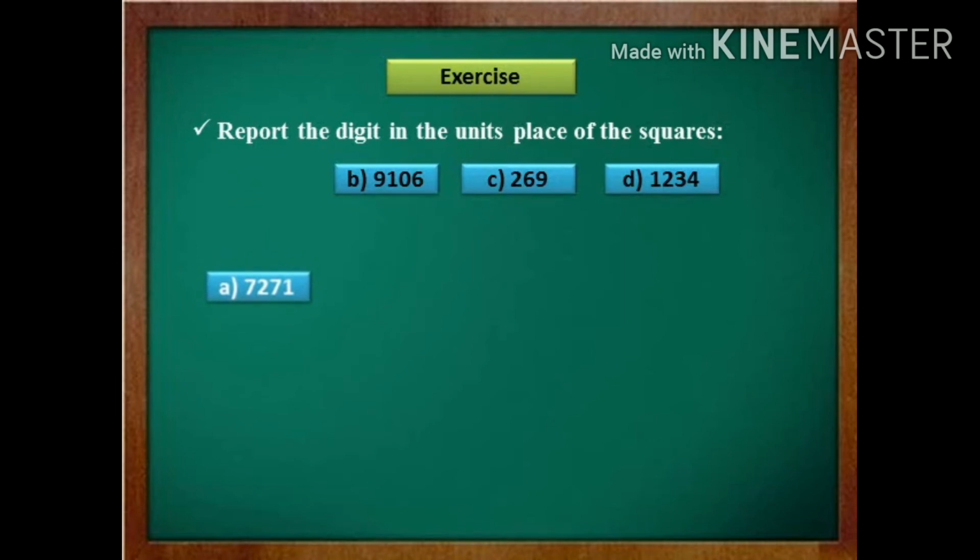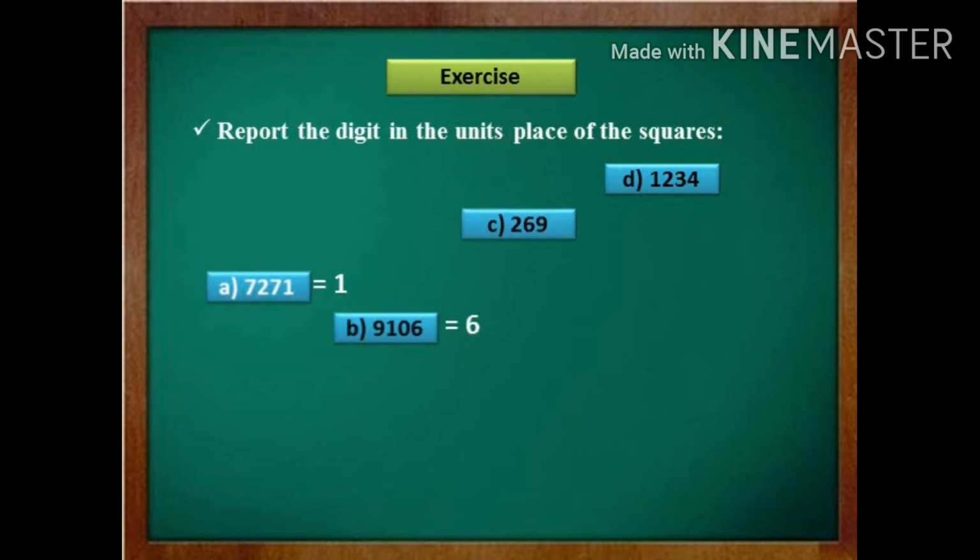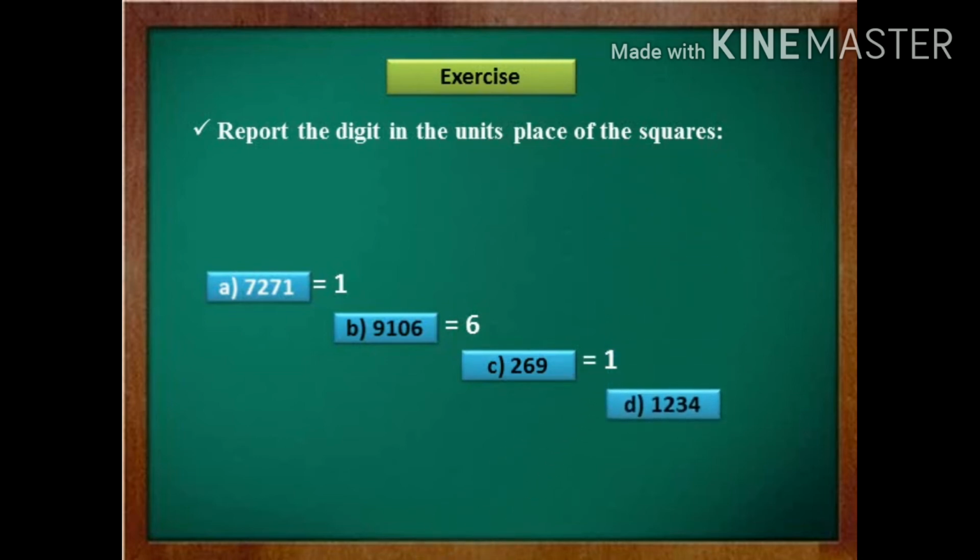In the first case, the unit place is 1. Therefore, its square will also end in 1. In the second case, the unit place of the number is 6. So, the square will also end in 6. In the third case, the square number will again end in 1 as the number has 9 at its units place. In the last case, the square number will end in 6 again.